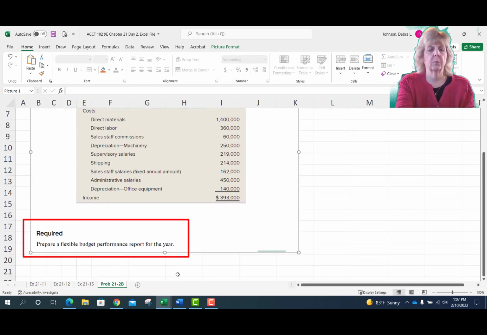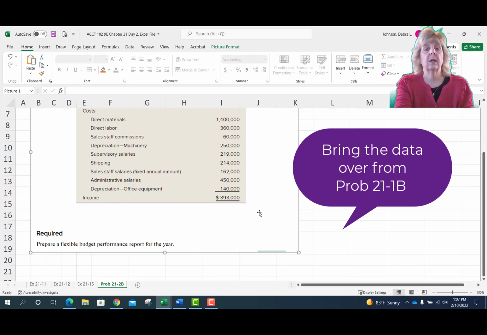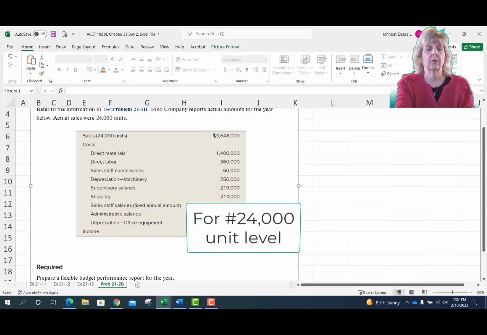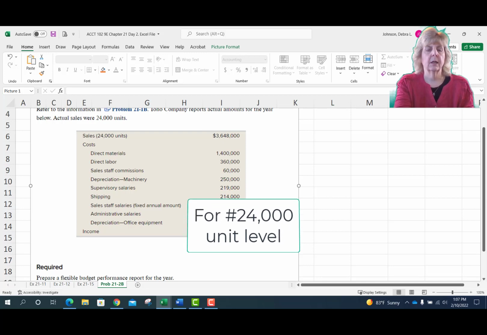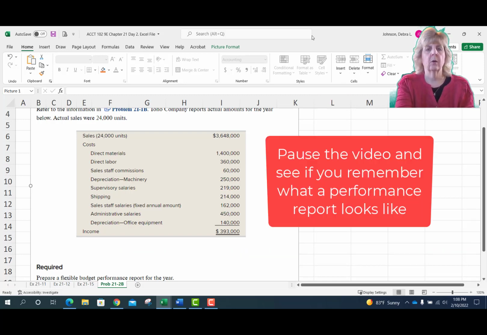Prepare a flexible budget performance report for the year. So what you'll want to do on this one is go back to the previous day's worth of exercises, carry over the activity or the flexed forward budget for the 24,000 units that the author described. Place these actual amounts given below next to your budgeted amounts, and then create or compute the variances and denote whether they are favorable or unfavorable. Give that a shot, and I'll be back with the summarized solutions in a moment.